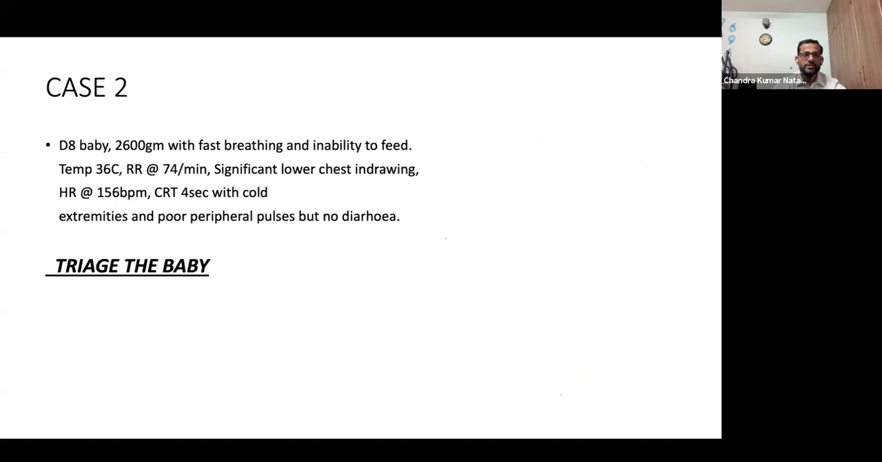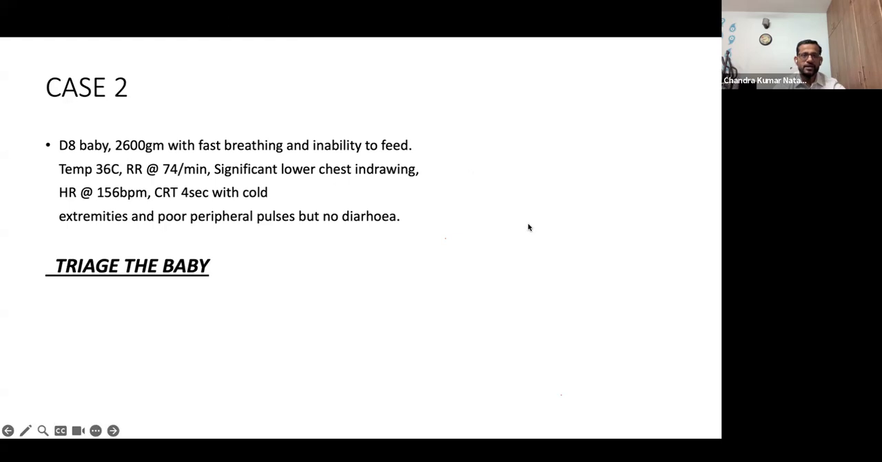So the next case is a day 8 baby, 2.6 kg, presenting with fast breathing and inability to feed. So baby is not able to feed. Temperature is 36 degrees Celsius. Respiratory rate is 74 per minute with significant lower chest indrawing. Heart rate is 156 per minute. Capillary refill time is 4 seconds with cold extremities, poor peripheral pulses, but there is no diarrhea. So what is the category?